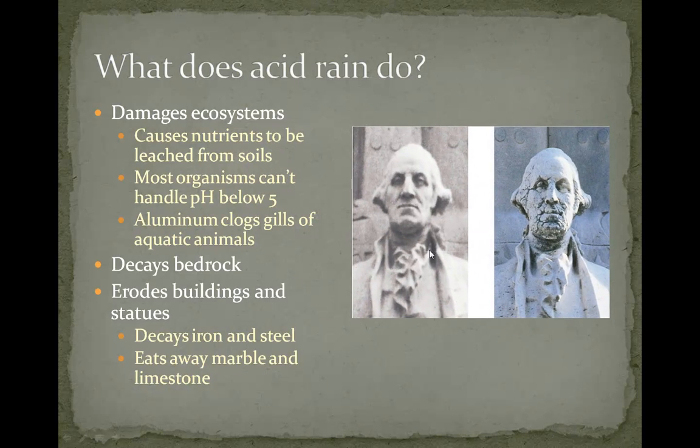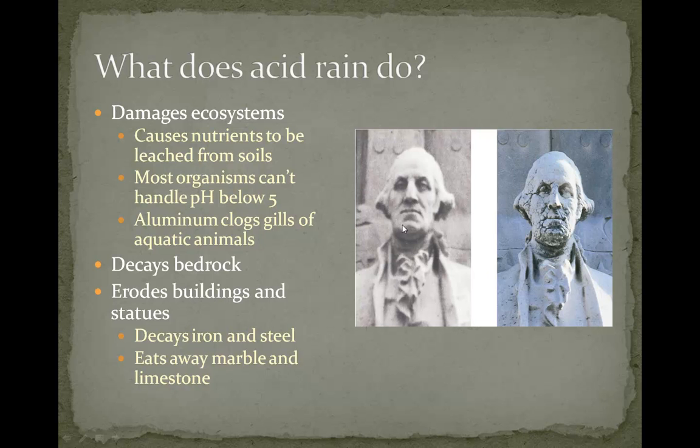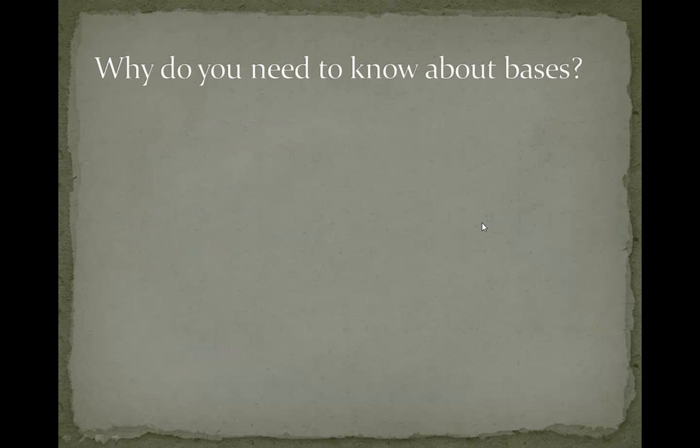This is a pretty famous side-by-side picture. This is a statue of George Washington. It was built probably in the 1800s somewhere. And here it is 100 years later. Notice how much damage that statue has undergone. That's all due to acid rain. No other real weathering has occurred. So that's just the damage acids can do in the rain.